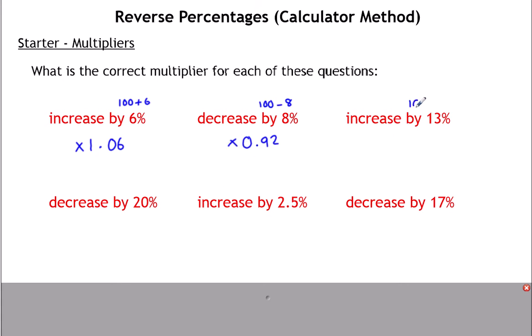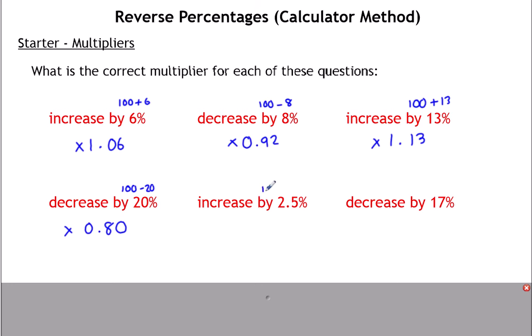Increase this time, so it's adding. 100 plus 13 is 113. As a decimal, that's 1.13. So your multiplier is 1.13 to increase by 13%. Okay, next one is a decrease, so it's take away. 100 take away 20 is 80%, so 0.8 or 0.80.